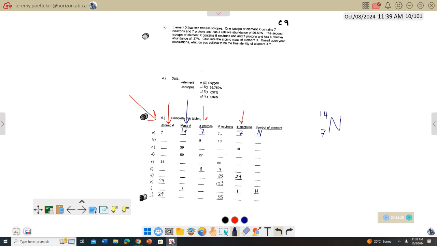Okay, if I look at part B, I've got 9 protons, which means my atomic number is 9. 9 plus 10, so protons plus neutrons, gives me the mass number, which is 19. Protons and electrons are the same in an atom, it's 9. I find that on the periodic table. It is indeed fluorine, and so the symbol is F. Something to continue working on.